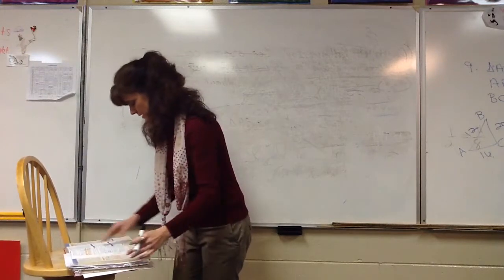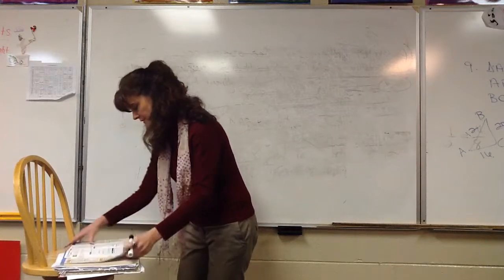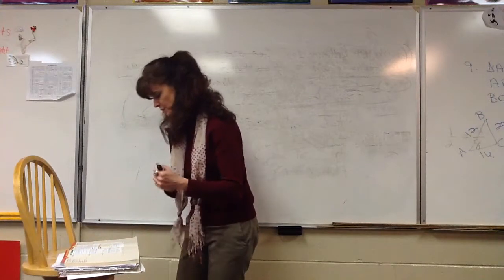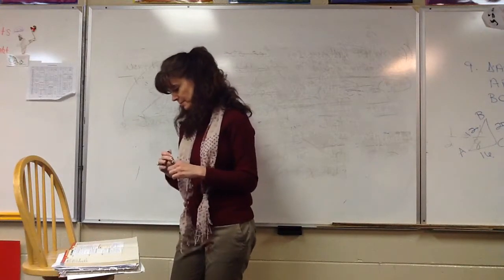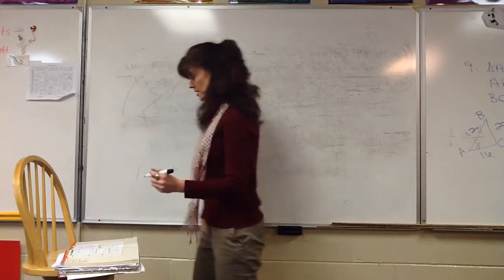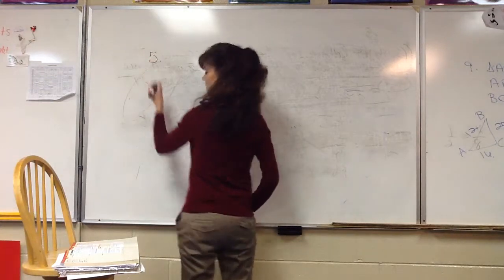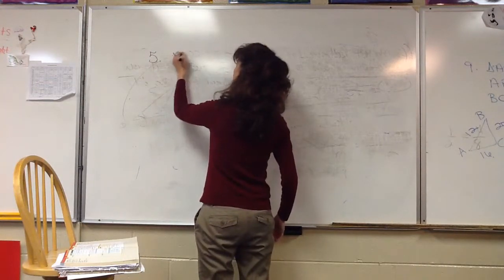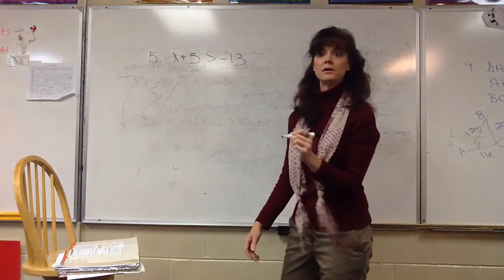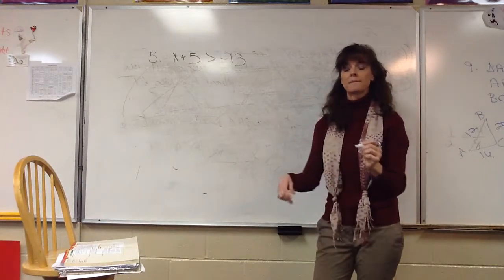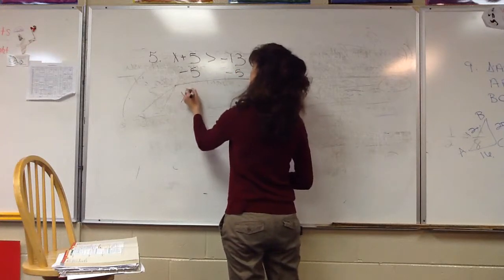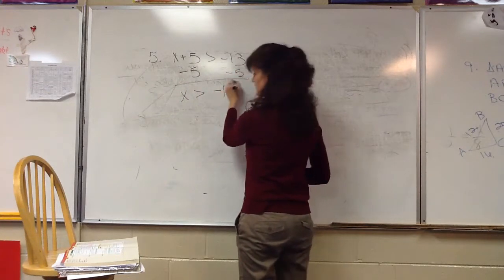Okay, let's go ahead and get our books open up to Chapter 6. Page 415, chapter review. We're not going to do all of it, so I'm just going to put some of it up there. Let's jump down to question number 5. I have x plus 5 is greater than negative 13. Can I solve it? Yes. You would subtract 5 from each side, which would give you x is greater than negative 18. Negative 18, and that is correct.